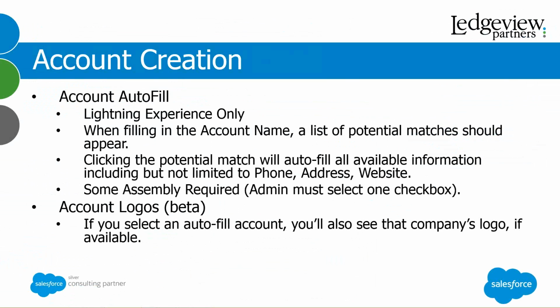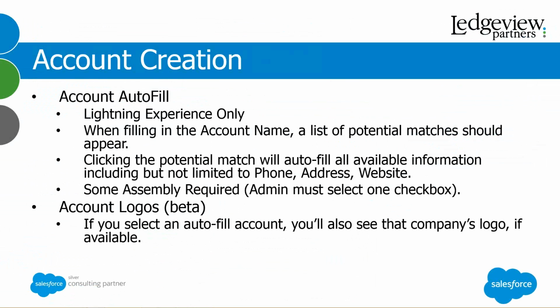So when you're creating an account inside of Lightning Experience, you'll be able to type into the name field in the new account screen, and Salesforce will automatically try to find accounts that match that name. And it'll fill in quite a few different fields for you automatically, which is a huge time saver. So if you're trying to find out what a company's phone number, an address, or website is, a lot of times Salesforce will be able to find that for you.